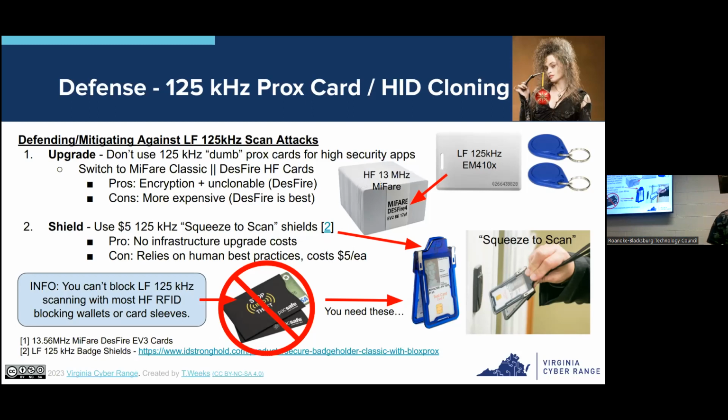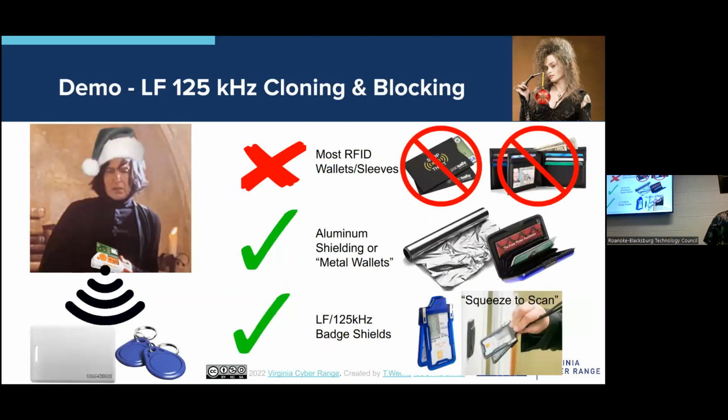All right, so defending against this, we talked about what to do there. Real quick, for low frequency, you can't use the stuff at the top there. You can use aluminum foil. People say foil hats don't work. That's wrong. You put the foil hat on your head, you're good to go. For bad shields, I really like those squeeze-to-scan ones.